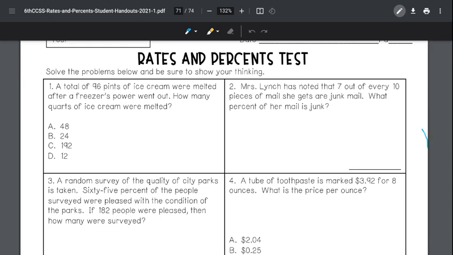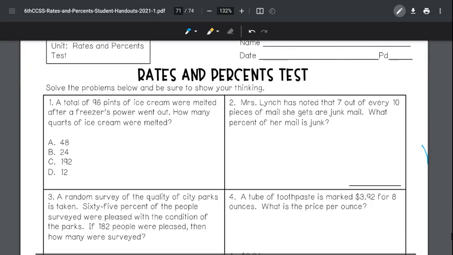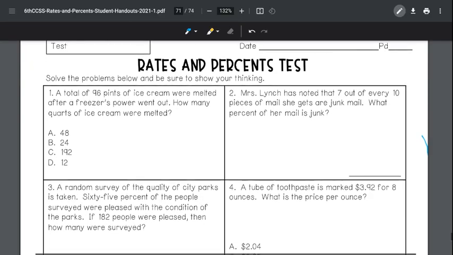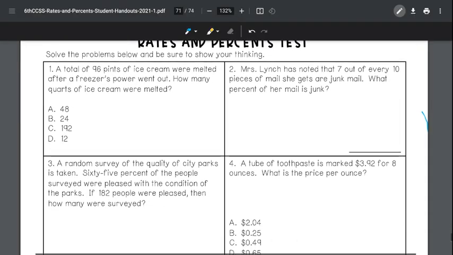All right, this is your rates and percents test review, going over all the steps and correct answers. Solve the problems below and be sure to show your thinking.